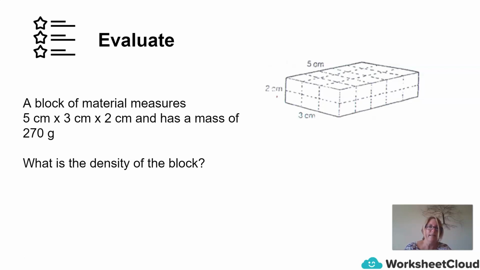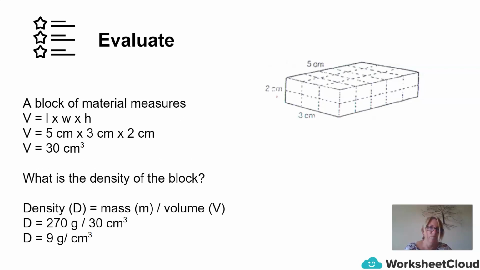Remember, density equals mass divided by volume. Mass you have been given, it's 270 grams. And volume, you'll need to calculate. The volume of a regular substance is length times width times height. So pause the screen.